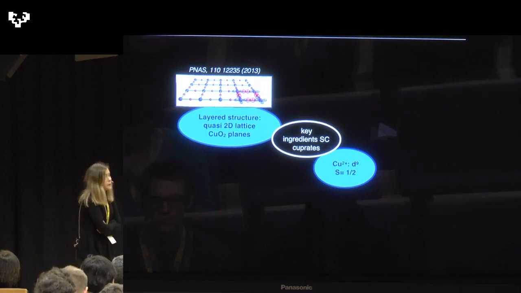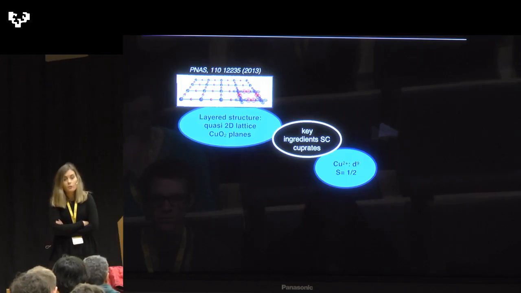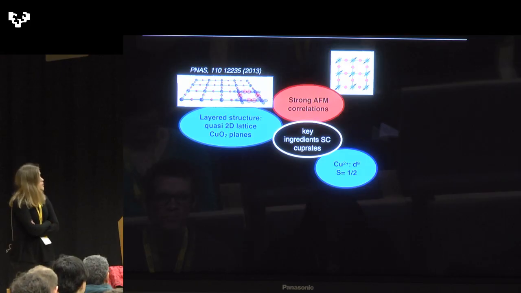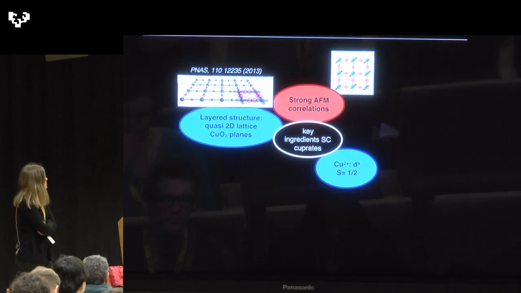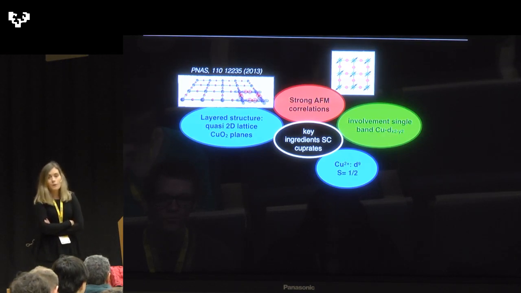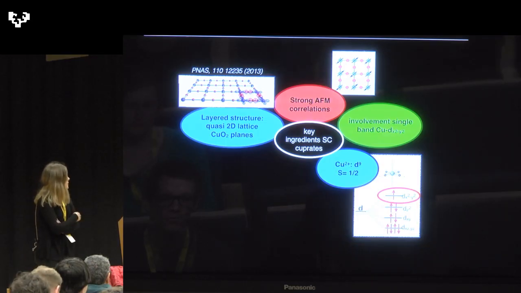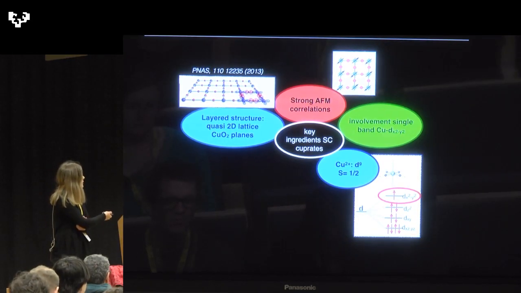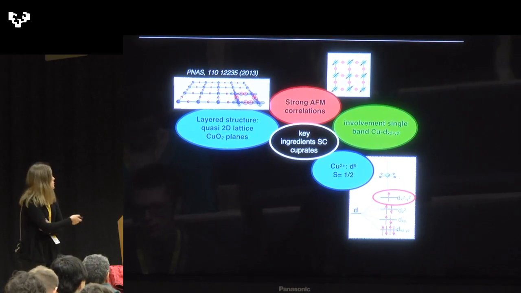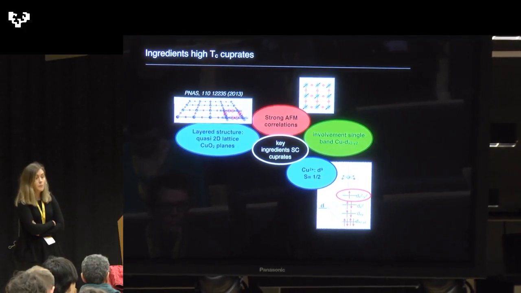In addition to that, in the parent compounds, the copper is always in a 2+ d9 configuration, which leaves us with a spin 1/2 system with strong antiferromagnetic correlations and the involvement of a single band of the x²−y² character around the Fermi level. And that it's easy to see in this sketch here, where I'm showing the filling of d levels for a d9 ion in a square planar environment, where you see that you end up having just a single hole in this uppermost dx²−y² orbital.